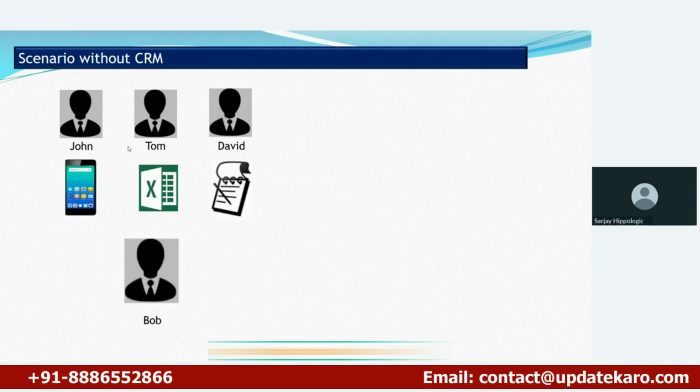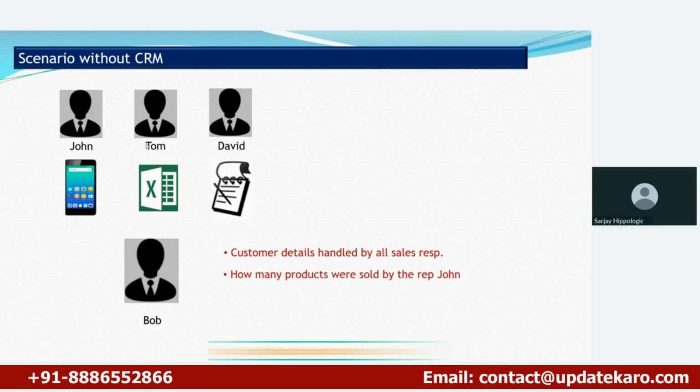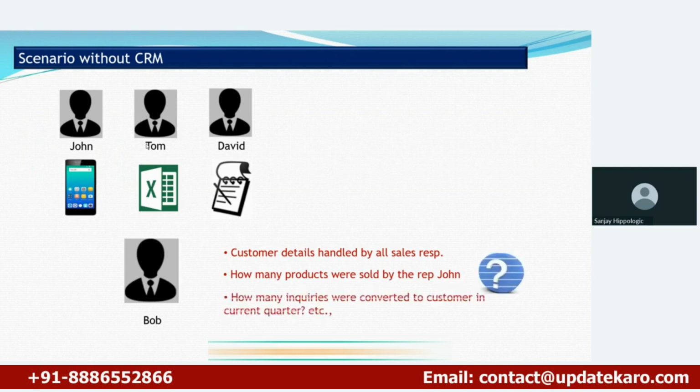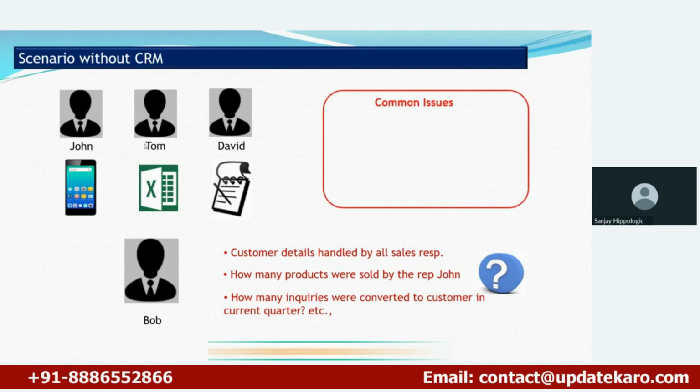And there's one person called Bob. Bob is the manager. He's the sales manager, and he oversees John, Tom, and David. Got it? So Bob now needs to know the customer details handled by all the sales representatives, how many products were sold by each of the representatives, right? How many inquiries were converted to customers in the current quarter. So these are the information that Bob needs to know from these salespeople.